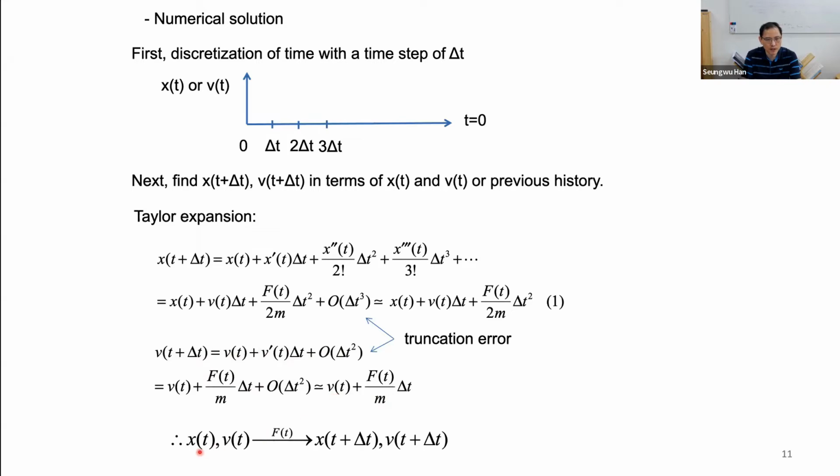So, given x(t) and v(t), by plugging them into this equation, we can obtain x(t plus delta t) and v(t plus delta t). Okay. So in this way, you can proceed in time.